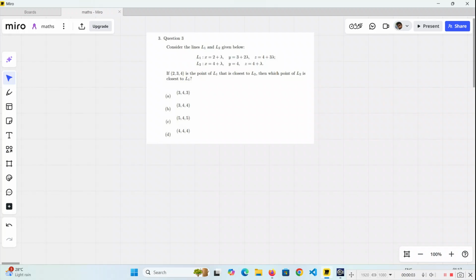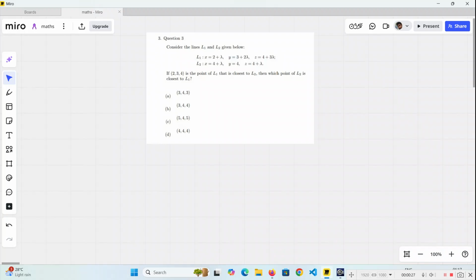So, okay, let us now go to the third problem. This is the third question. This is a problem of 3D geometry. They have given two lines in a 3D plane, line 1 and line 2. They have given the coordinates and a parameter lambda. So we need to find the lambda first.